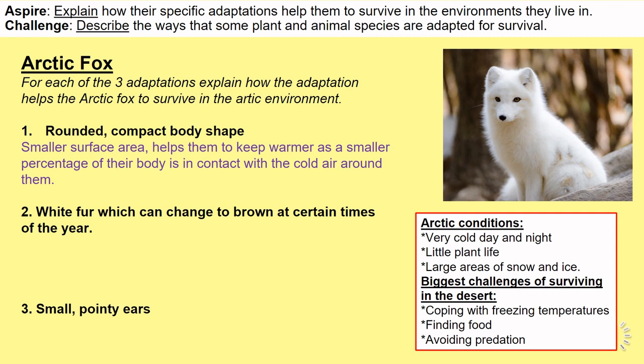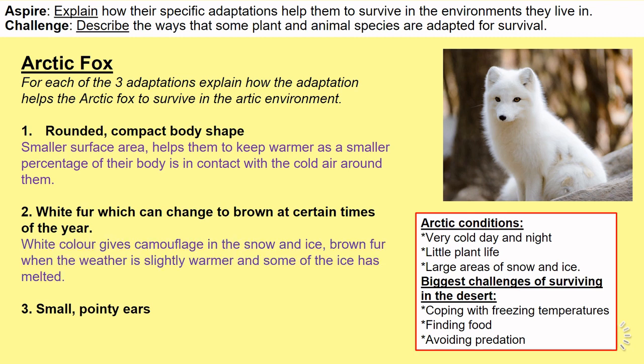The white fur, which can change brown at certain times of the year, is obviously for camouflage. So the white colour gives it camouflage in snow and ice, but then there are times of the year when there isn't as much snow and ice and the ground would be a brown colour and there might even be some greenery with the plants. So then the brown fur also acts as camouflage when the weather is slightly warmer and some of the ice has actually disappeared.